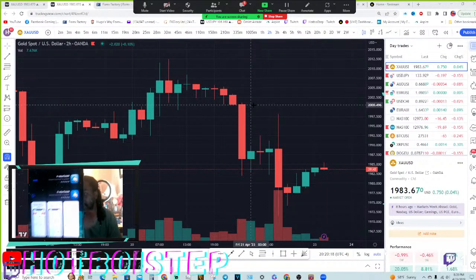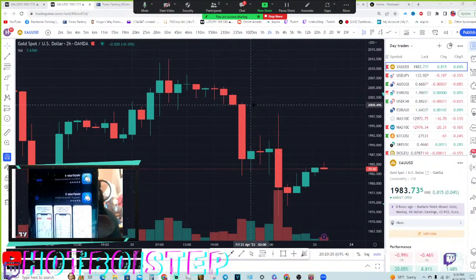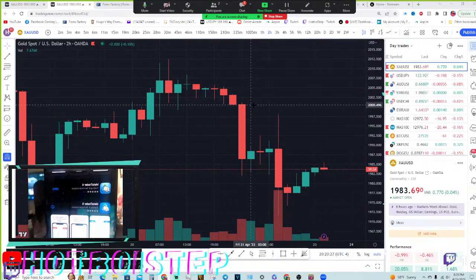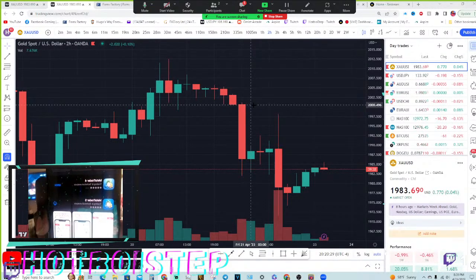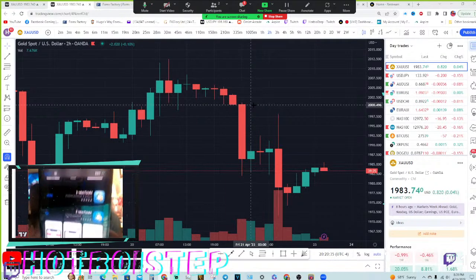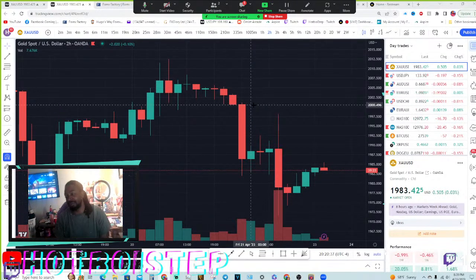So this is what MT4 looks like right here. It's called MetaTrader 4. They've got a MetaTrader 5 also. So that's what it looks like on anybody's phone. Go ahead and download that. You'll be in the game, man.